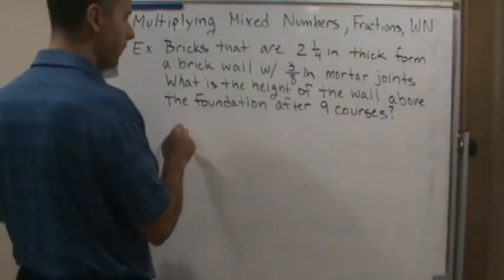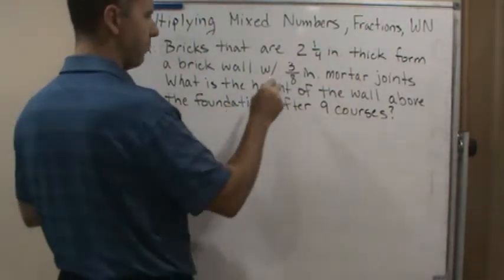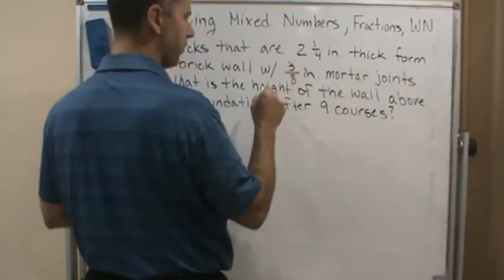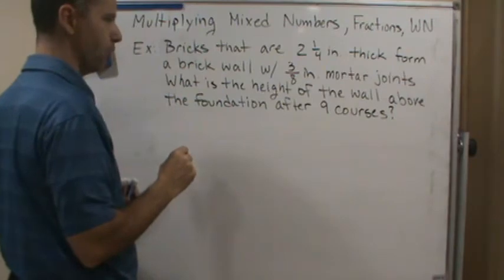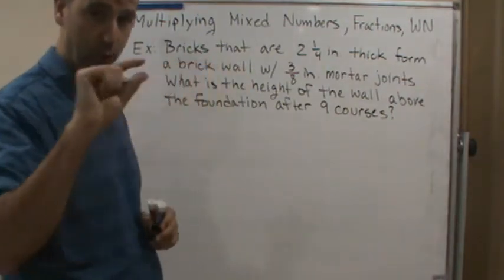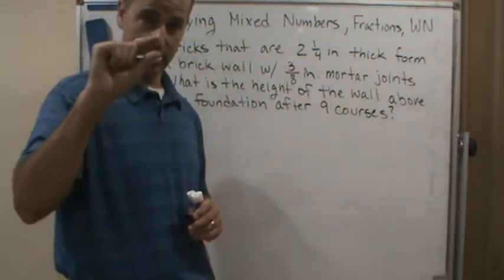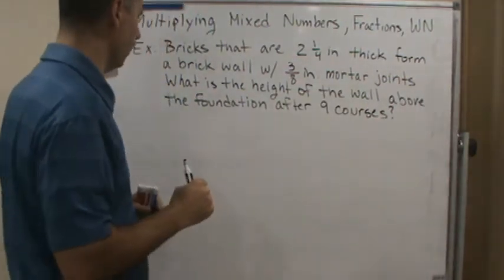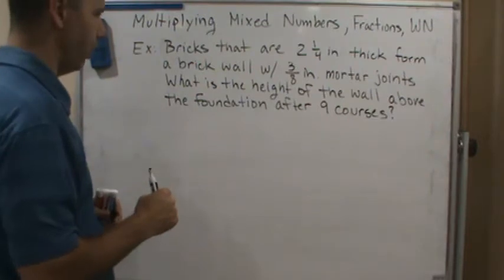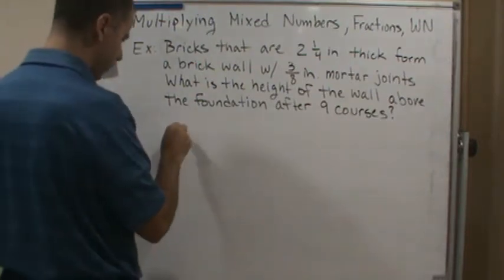So again, if we're understanding this, we have each brick is 2 1/4 inches thick. We have 3/8 inch mortar joints, so that's the mortar between the bricks. That's how thick the mortar is, you know, the glue that holds the bricks together. What is the height of the wall? So we're looking for the height of the wall.